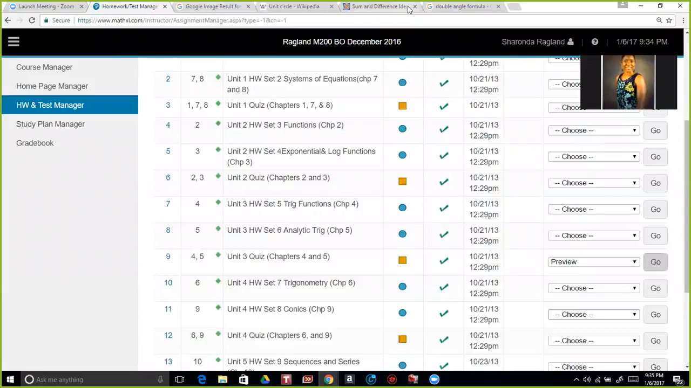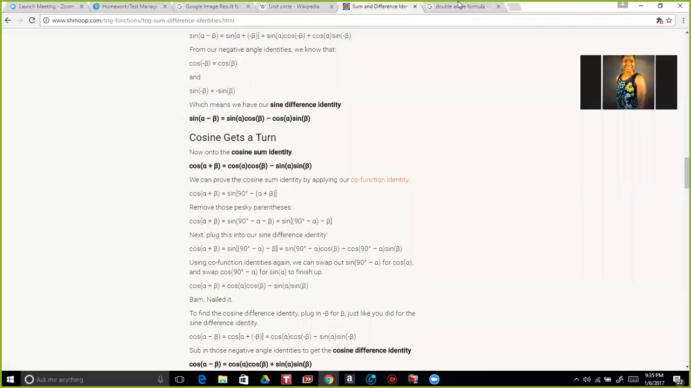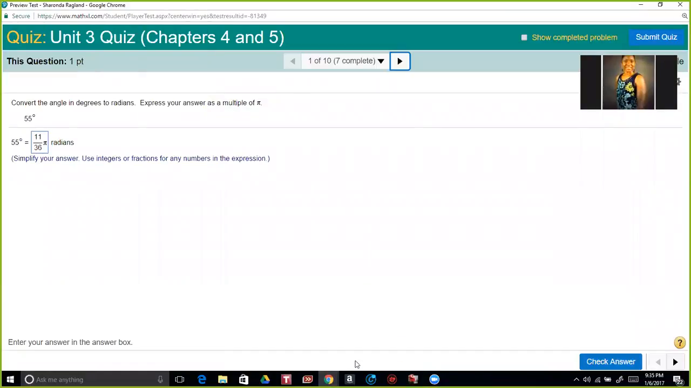Let's see. Here we go. All right, so the first one, we have 10 questions. Chapter 3 is dealing with trig. The first couple of questions are telling you to convert the angle in degrees to radians and express your answer as a multiple of pi. So we're going to convert 55 degrees to radians.